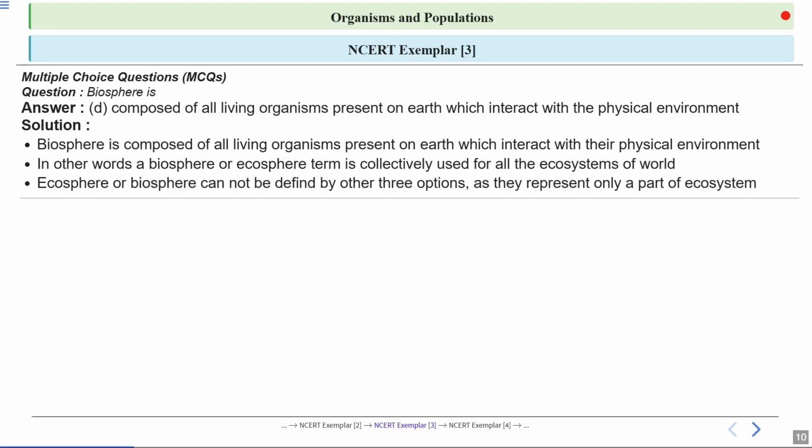Clear? So other options are incorrect. Clear? So biosphere includes everything. It includes living things as well as their environment. So basically biosphere includes all the ecosystems present on the earth.